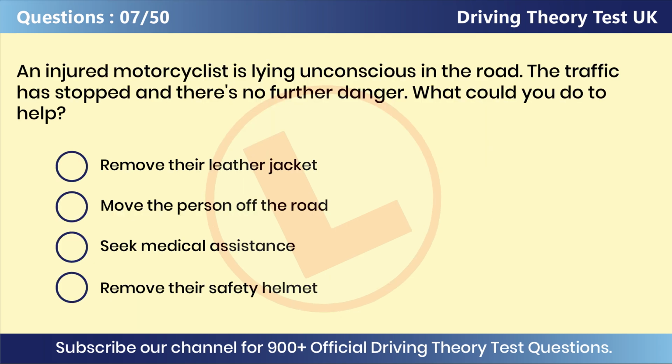Question 7. An injured motorcyclist is lying unconscious in the road. The traffic has stopped and there's no further danger. What could you do to help? A. Remove their leather jacket. B. Move the person off the road. C. Seek medical assistance. D. Remove their safety helmet.